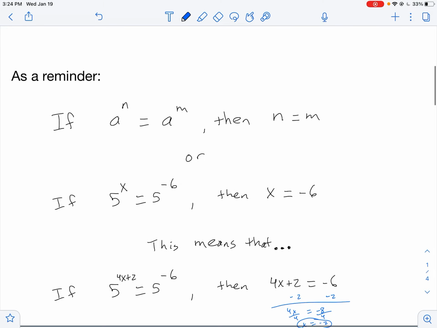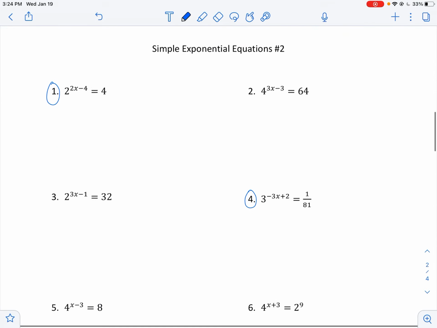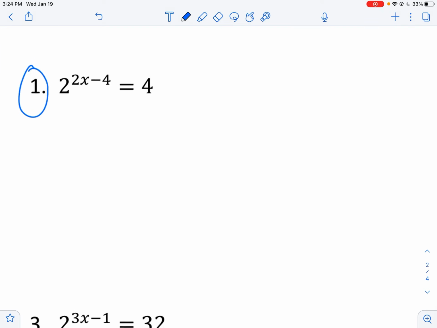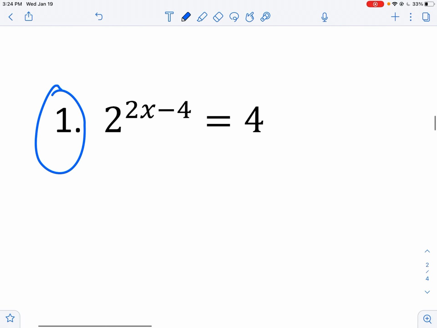Alright, so that can happen. And speaking of it can happen, it's going to happen. That's what pretty much this assignment is. And so we're going to go through a similar process as yesterday. You need both sides to say 2 to something equals 2 to the other something. Yeah, we want both sides to say 2 to a power. We want them to have the same base.